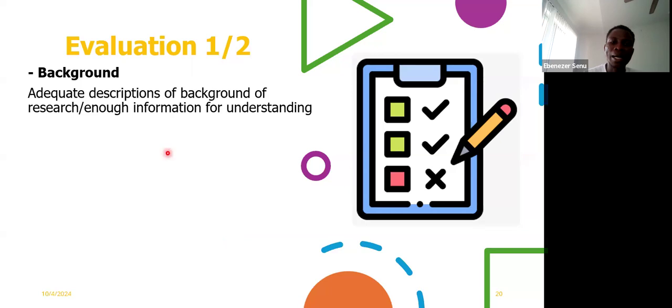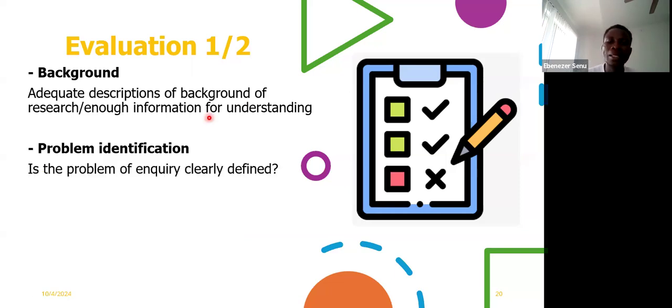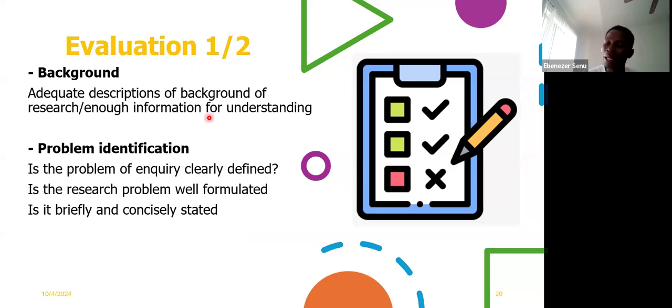Is your background description enough? As the reader, yourself, do you understand the topic that you've written about? Have you introduced the research problem? Your problem statement, is it clearly stated? Have you formulated it well? Is your English right? Is it brief and concisely stated? It's just a problem statement.